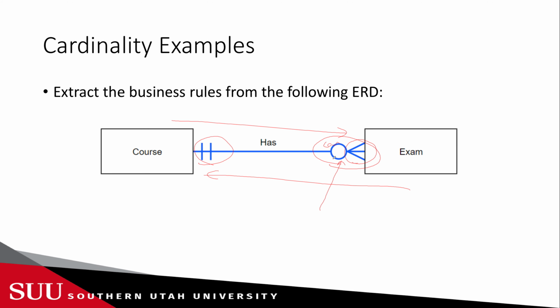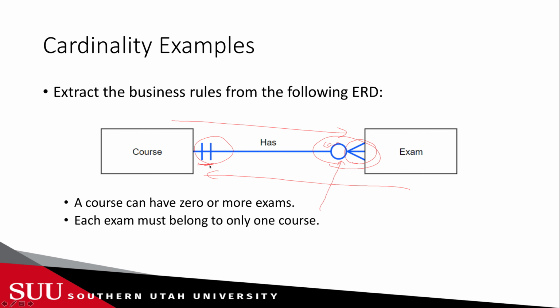So a course can have 0 or more exams. Is it at least one? No. It can be 0, so it's not at least one. But then an exam has to belong to only one course, or must belong to only one course. And this is going to be my business rules.